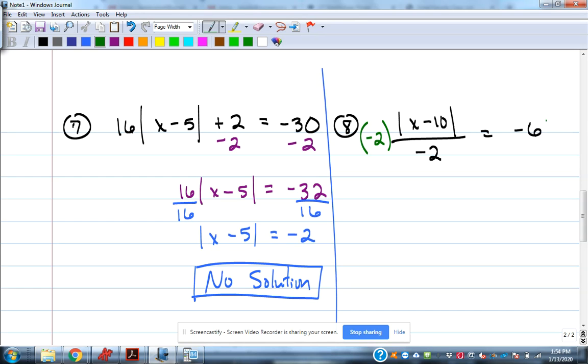Multiplied by negative 2. So undo that big division that's happening there. They're dividing by negative 2, we're going to multiply by negative 2. Those cancel each other out. And there's absolute value of x minus 10, and now it's equal to positive 12. Does that have a solution or solutions?